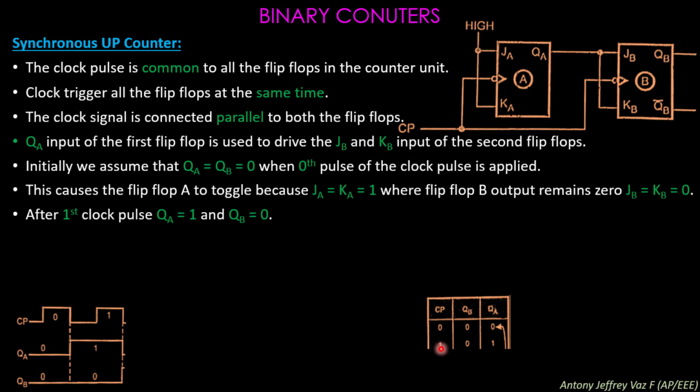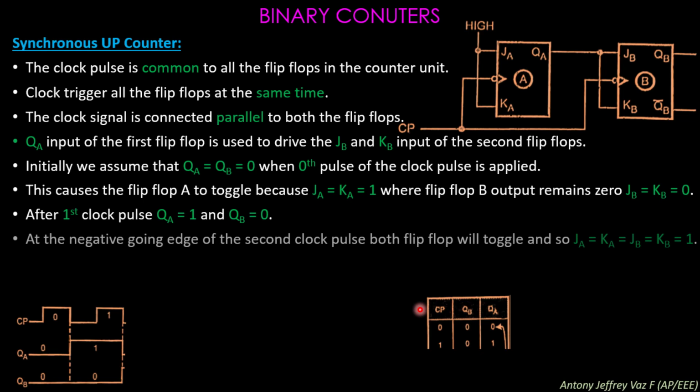This is the first clock pulse, and QA has been incremented, but QB is the same value as the previous state. So at the negative going edge of the second clock pulse, both flip-flops will toggle, and so JA equals KA equals JB equals KB equals 1. So all the flip-flops having JA, KA, JB and KB, everything is going to be 1.